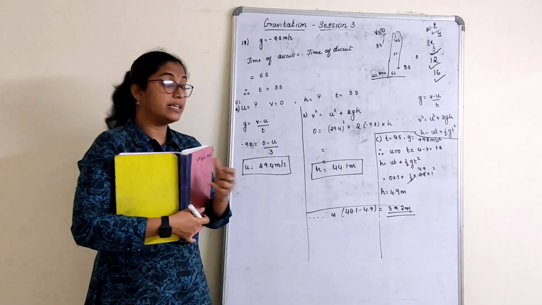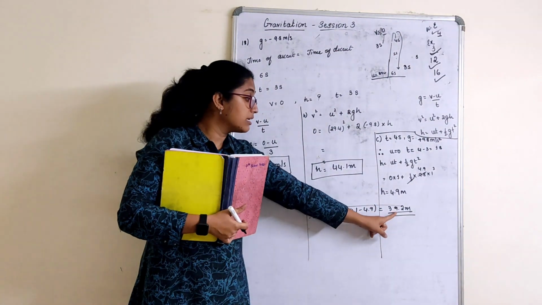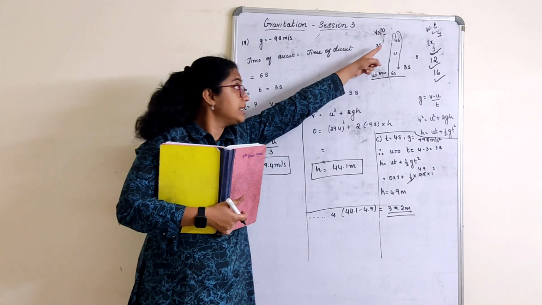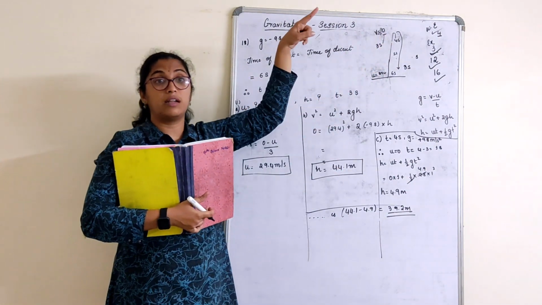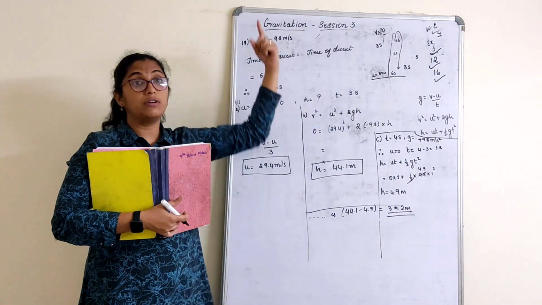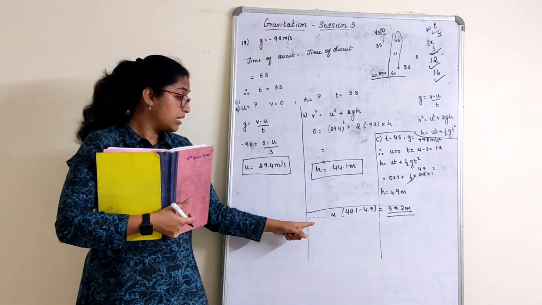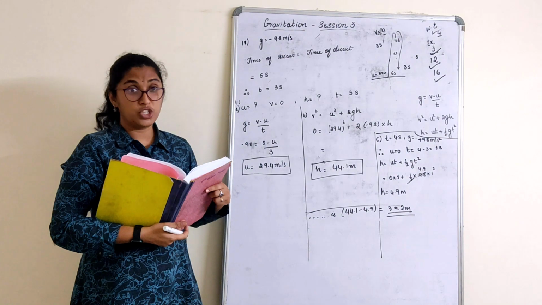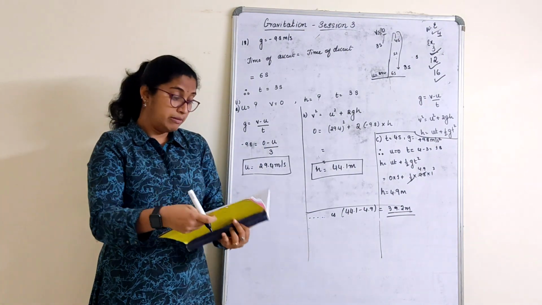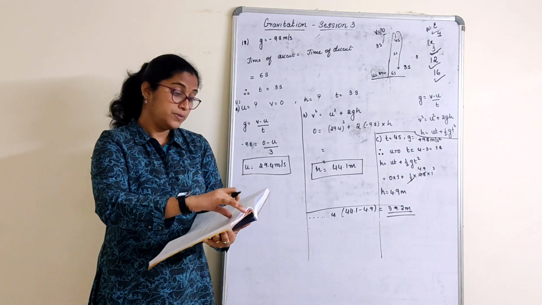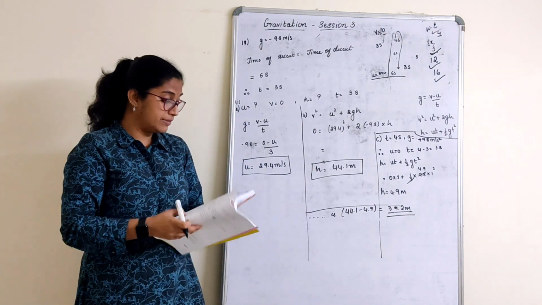Therefore, the ball is at a distance of 39.2 meter somewhere from the ground. Okay. So from the ground if you calculate, the ball is at a distance of 39.2 meter. Please write this conclusion as per what is asked in the question. We'll move to the next one. Now the next one is about the relative density.